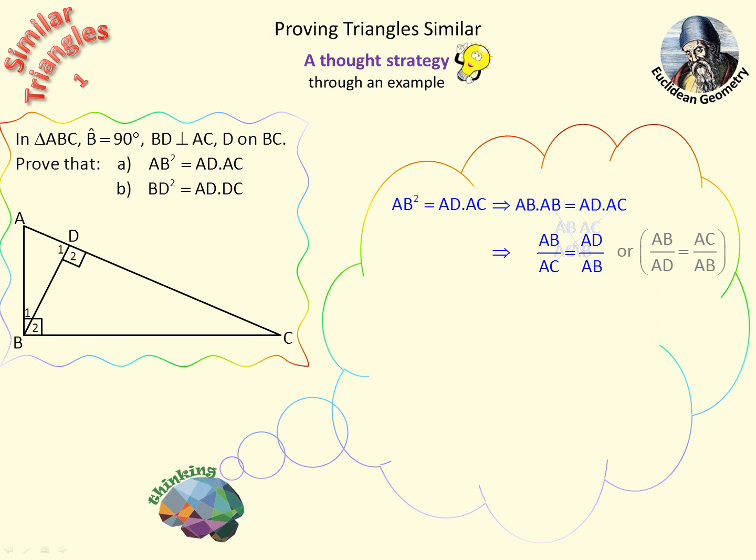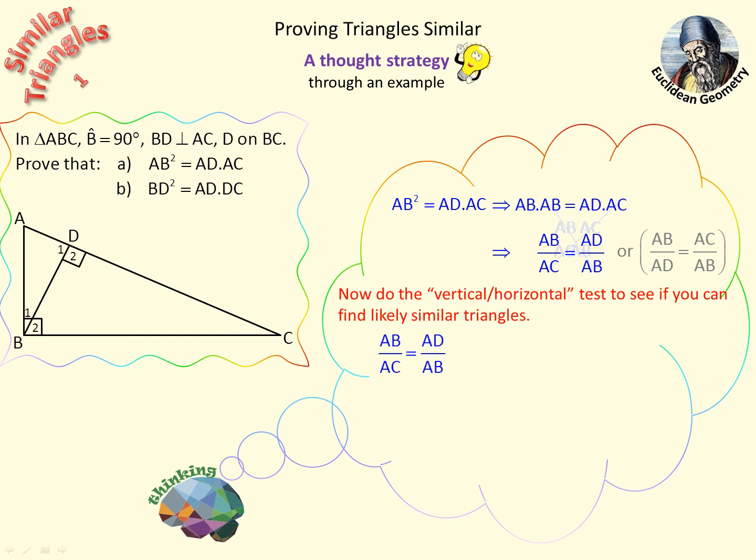It really doesn't. Now, what I'm going to do in my thought strategy is I'm going to do what I call the vertical horizontal test. I'm going to go vertically through there and see what letters I pick up, and vertically through there to see what letters I pick up. And I'm going to say, does that give us triangles? If not, then I go horizontally.